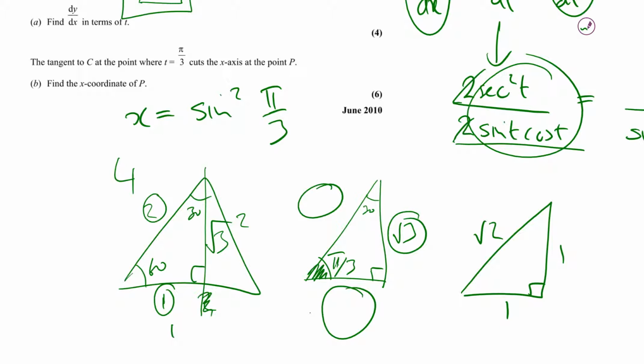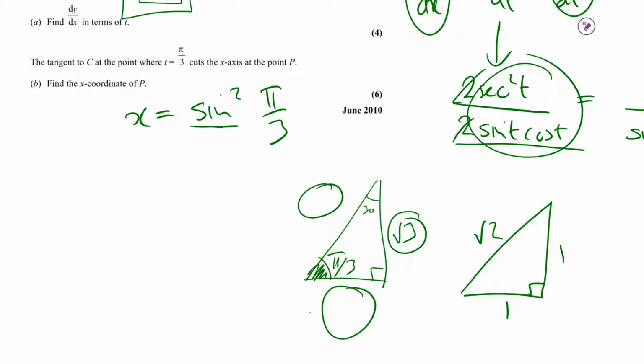Okay, so from this triangle that we've just drawn, what does sine pi over 3 equal? Sine pi over 3. Okay, what is this root number? 3 over 2. Yes, root 3 over 2. Cool. So, don't we have to work out sine squared first? Isn't it sine squared times pi over 3?